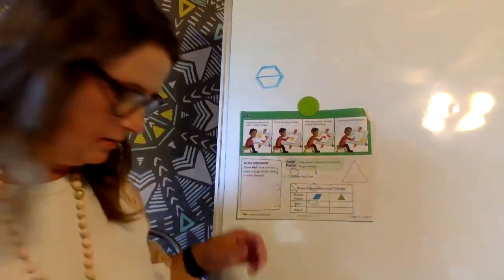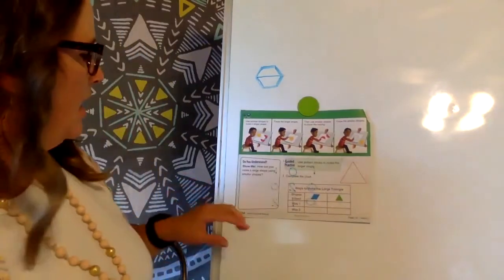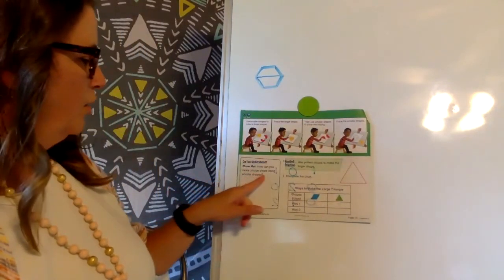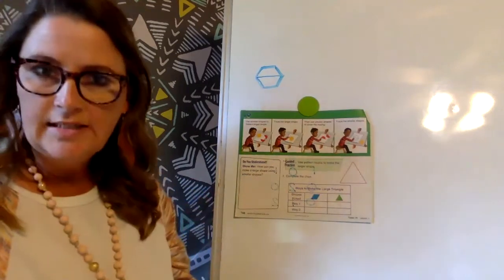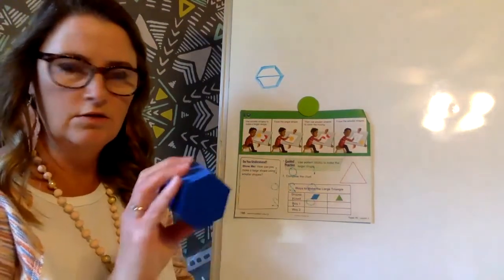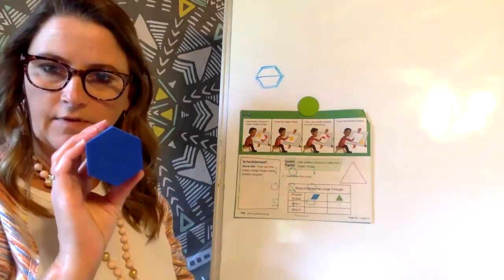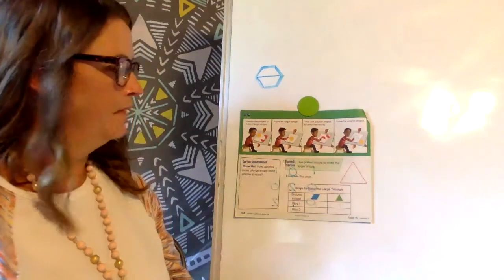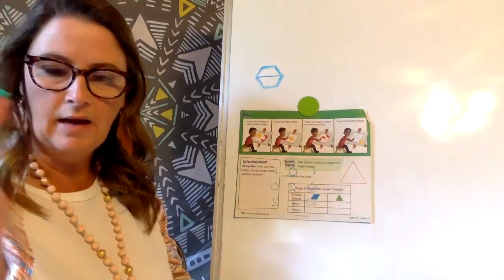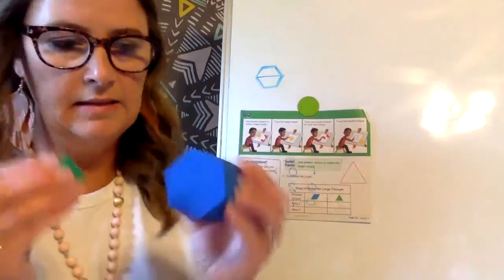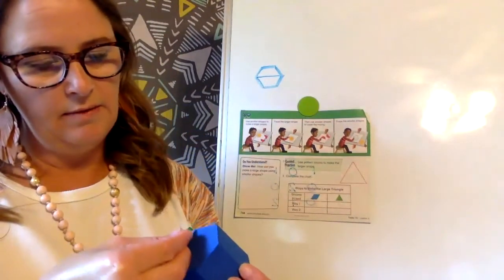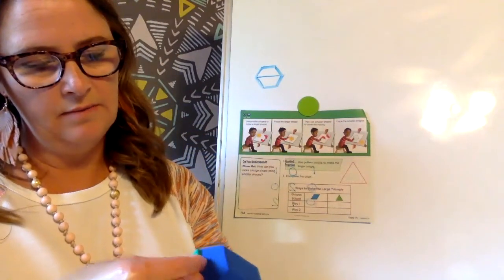So let's practice. It says, how can you make a large shape using smaller shapes? Well, we just did that. You can trace the shape of a large item, and then you can try to see how many. I could even make this with this if they were the same size, and they may be. Let's see. We'll be close to it.